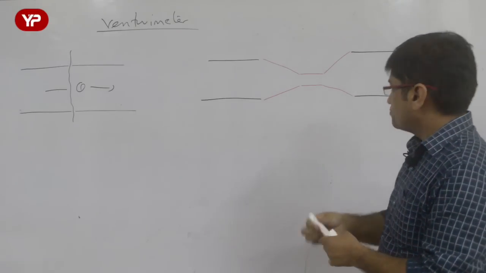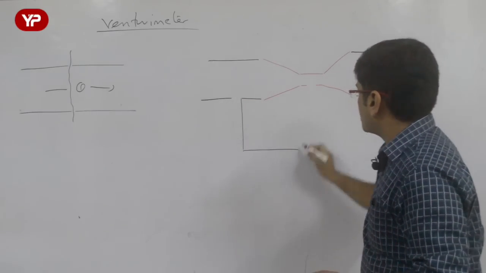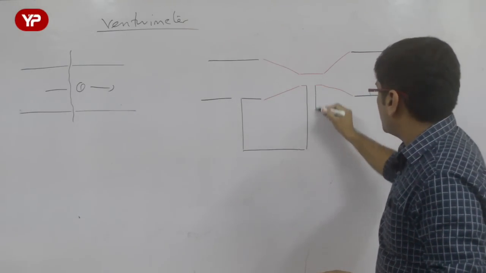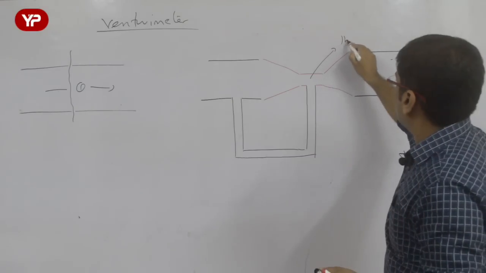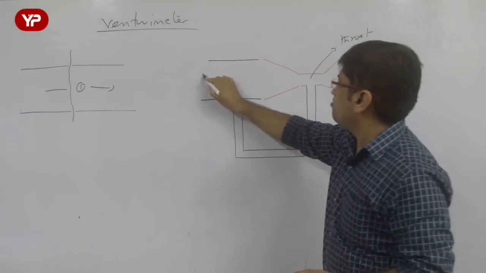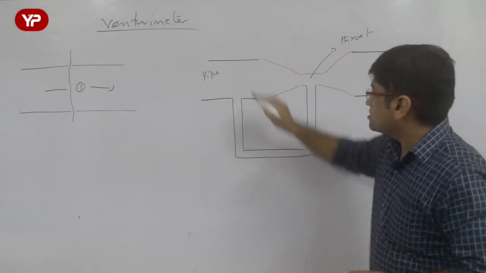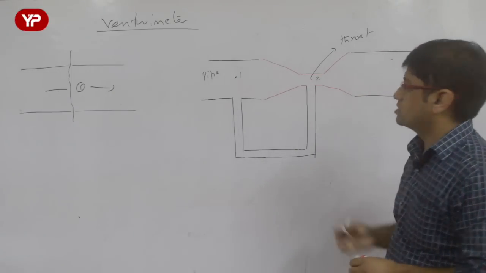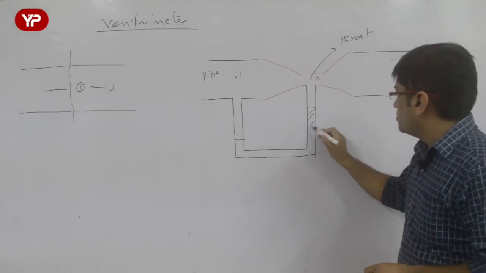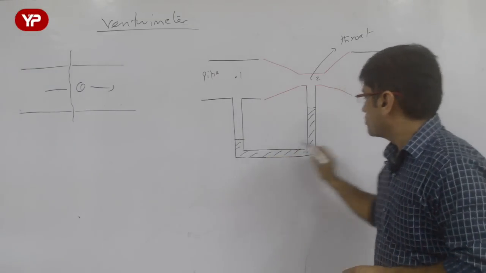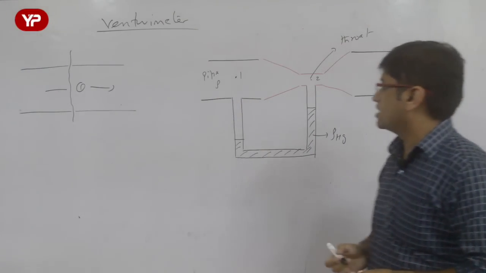Then what we do is we put a manometer in the Venturimeter, something like this. We connect the manometer with this. This is the throat section of the Venturimeter, and this is the pipe, and we want to find out the discharge through the pipe. So let us say this section is 1, this section is 2, and in the manometer there will be a fluid, let us say mercury, having density rho Hg, and the fluid which is flowing has density rho.